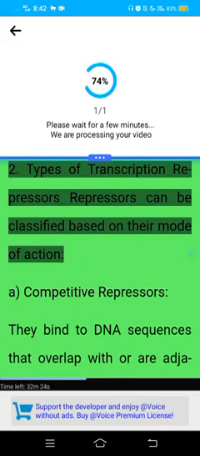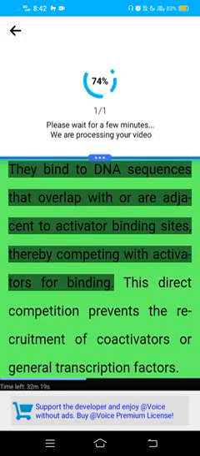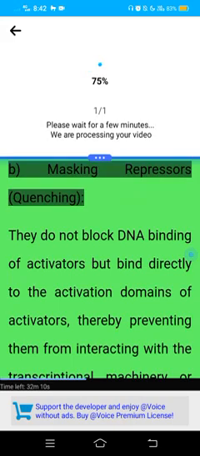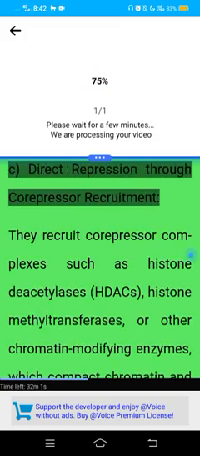2. Types of transcription repressors. Repressors can be classified based on their mode of action. A. Competitive repressors. They bind to DNA sequences that overlap with or are adjacent to activator binding sites, thereby competing with activators for binding. This direct competition prevents the recruitment of coactivators or general transcription factors. B. Masking repressors, or quenching. They do not block DNA binding of activators but bind directly to the activation domains of activators, thereby preventing them from interacting with the transcriptional machinery or coactivators.